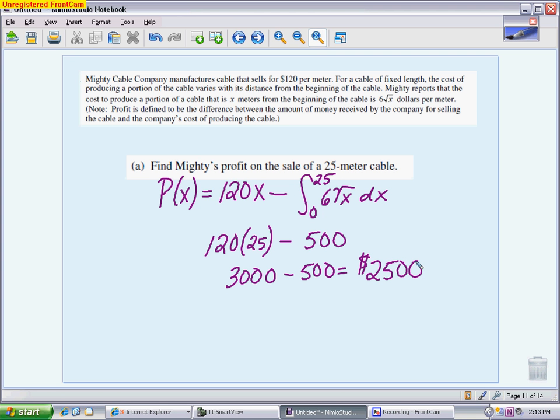And your unit is just dollars because it is a profit. It is an amount of money that you made. On this particular part on the AP test, it was worth 2 points. You get 1 point for setting up an integral, for realizing that you need to integrate from 0 to 25 of 6 radical X. And then you get 1 point for the final answer of $500. And you do have to have the dollars, the unit, which obviously should be something that we put automatically.